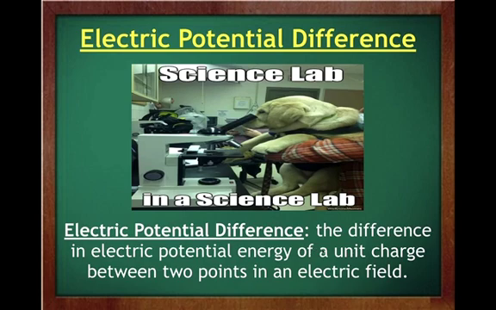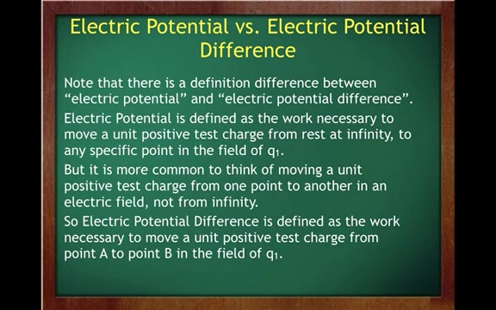Okay, so we don't need to know the value of the charge being brought into the electric field. We just need to know the value of the source charge. And then it's the difference between the potential energy between two points. So if that unit charge was at point A and then it was at point B, what would be the potential energy difference from going from one point to the other? So just to explain that a little bit more, the difference between electric potential energy versus the electric potential difference.